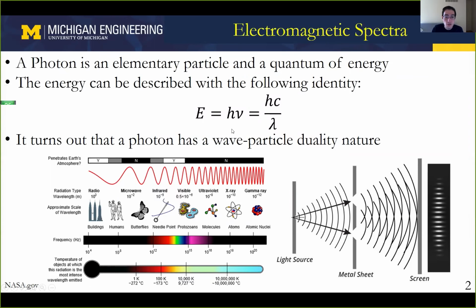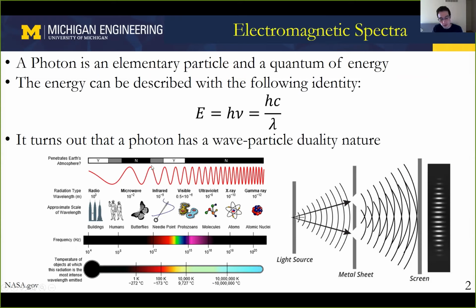This is the energy of the photon, or of the quanta, and it is basically Planck's constant times the frequency. Nu here is the frequency. Another way you can rearrange it is Planck's constant times c, which is the speed of light, over lambda, which is the wavelength. Lambda, the wavelength, is described from the peak to peak.